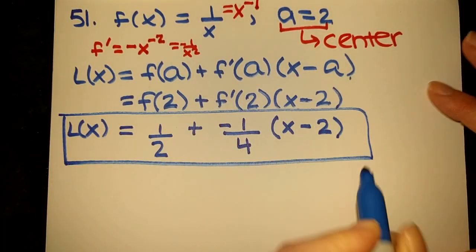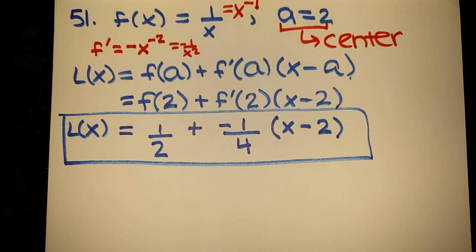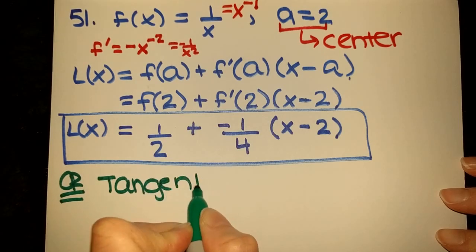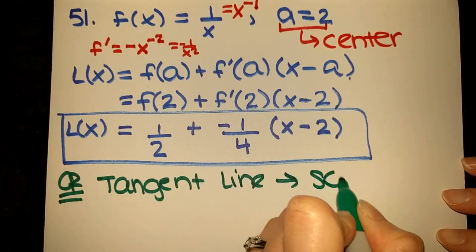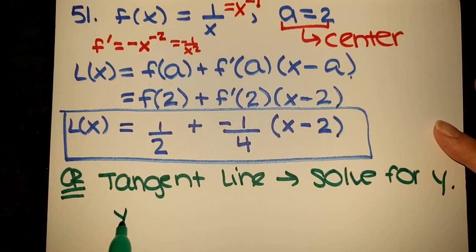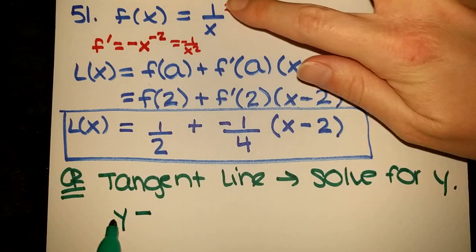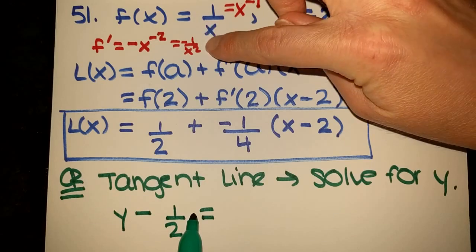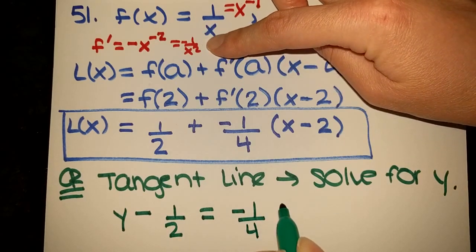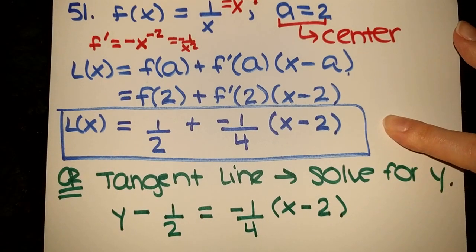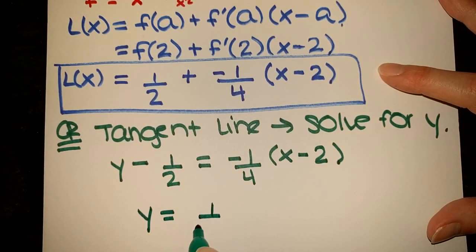Keep in mind that this is equivalent to using the tangent line approximation. So, or you could go through and you could find your tangent line. And if you find your tangent line, you would then solve for y. Okay, so if I take my tangent line, I would have y minus my y1 coordinate would be 1/2 equals, and then just like we talked about, our derivative evaluated at 2 would be negative 1/4, and then x minus 2. And then to get it into this linearization format, you would add the 1/2 to both sides.